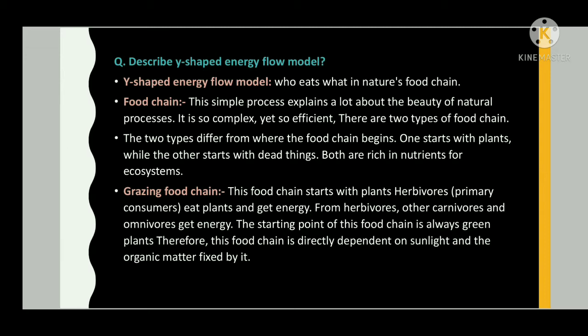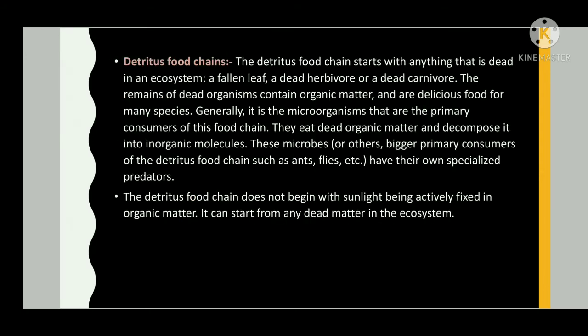Grazing food chain. This food chain starts with plants. Herbivores, primary consumers, eat plants and get energy. From herbivores, other carnivores and omnivores get energy. The starting point of this food chain is always green plants. Therefore, this food chain is directly dependent on sunlight and the organic matter fixed by it.